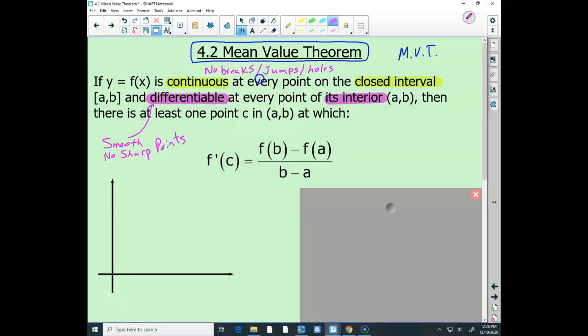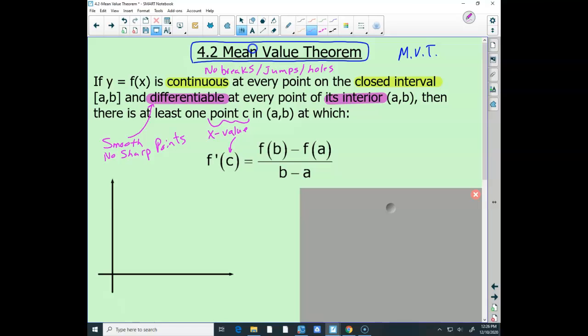And it only needs to be differentiable on its interior. So the derivative does not need to exist at the endpoints. It needs to be continuous everywhere, including the endpoints. And it needs to be differentiable, or very smooth, in the interior with the exception of the endpoints, because endpoints are kind of sharp. And this point c they're talking about is simply going to be an x value. That's all it is.